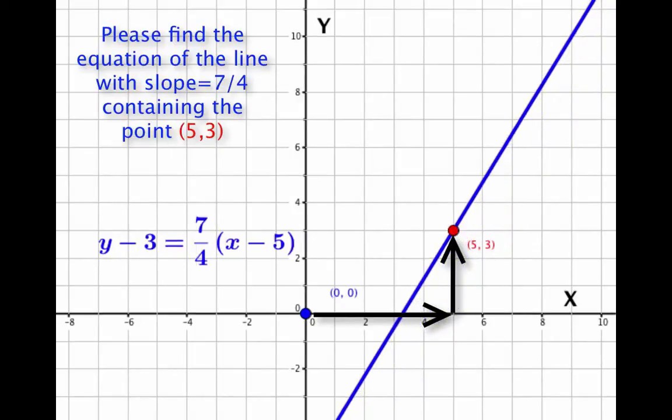And now we've got the equation for our graph, which is going to be a line with a slope of 7/4 containing the point (5, 3). Of course, I want us to be very familiar with the 2 other ways of representing this equation as well.